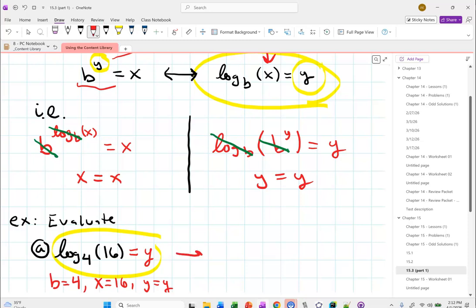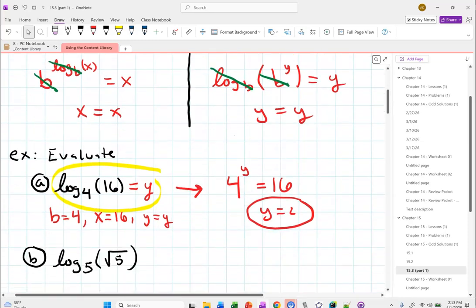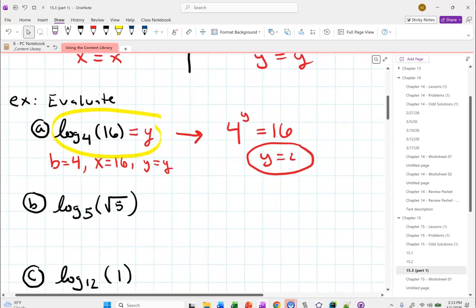If I use my definition of a logarithm, I can rewrite that as the exponential equation, 4 to the y is equal to 16. Well, what power of 4 is equal to 16? 2. Is everybody okay about how I used that definition of logarithm to rewrite my logarithmic equation as an exponential? Okay, let's do that again then.